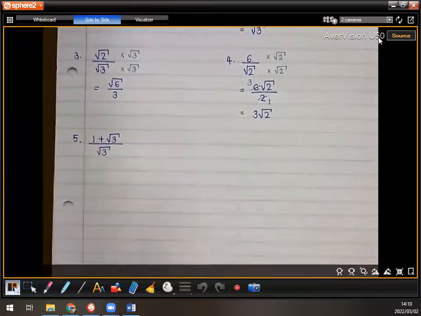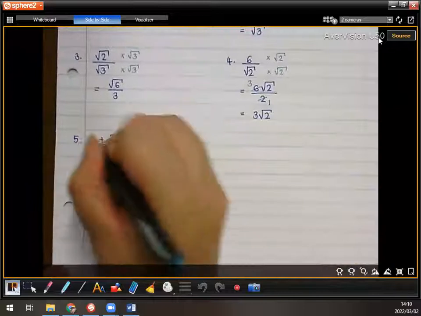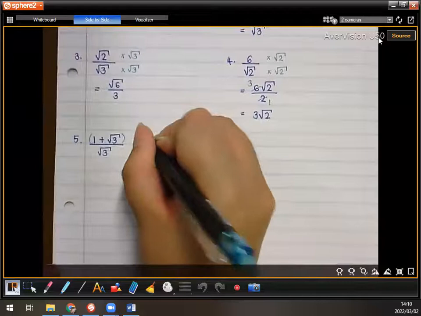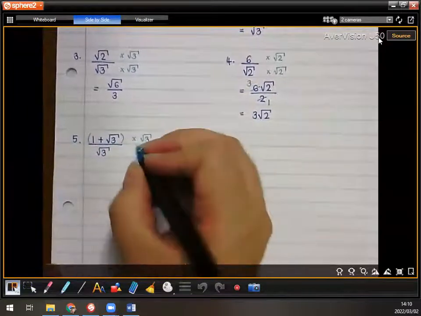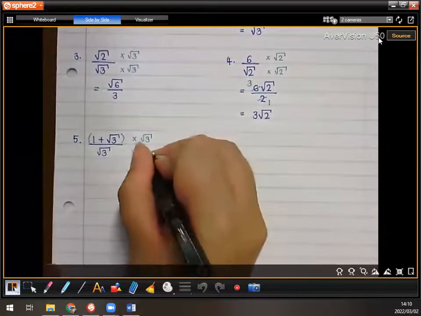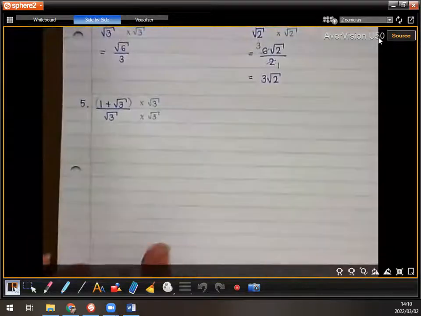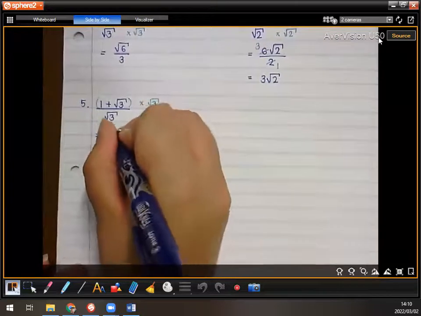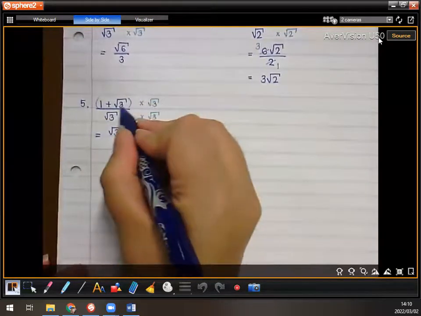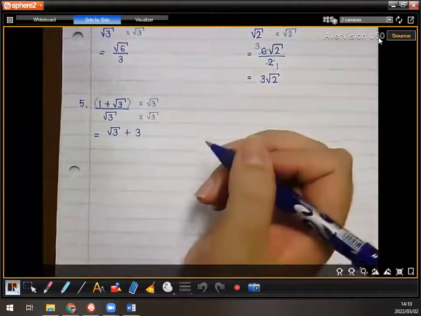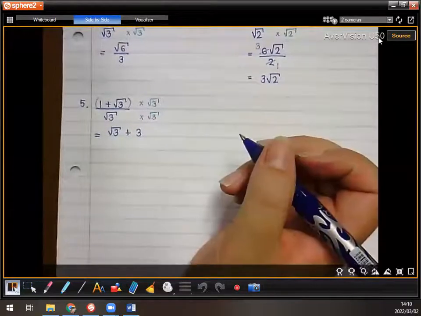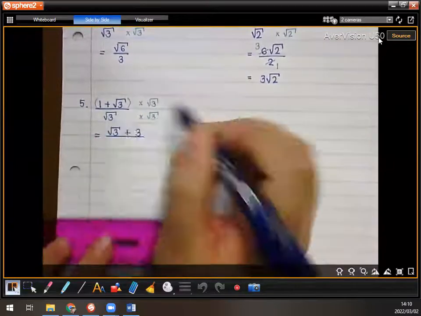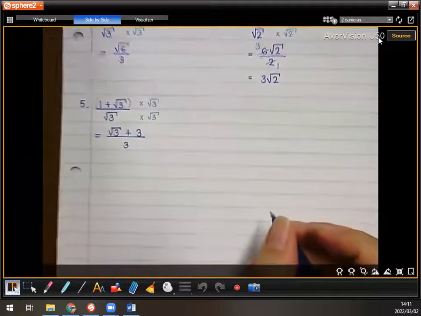Number 5 was 1 plus root 3 all over root 3. So you still only have one term in the denominator, so you just put brackets around those 2 terms at the top, because now you're going to have to multiply both of those terms by root 3. Multiply the bottom by root 3 as well. So we're getting 1 times root 3 is root 3, plus root 3 times root 3 is 3. And then here you are getting root 3 times root 3 is just 3.